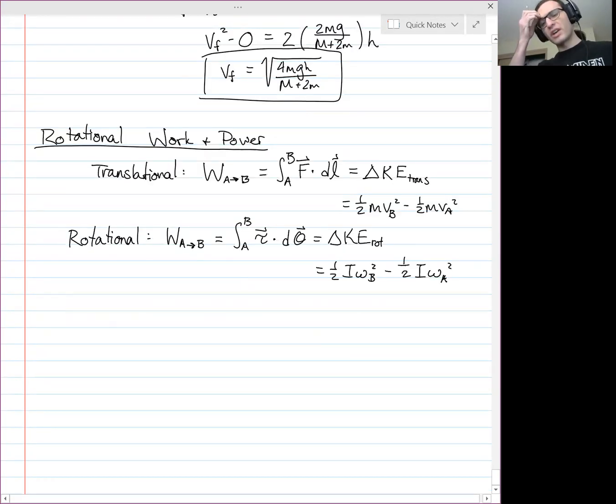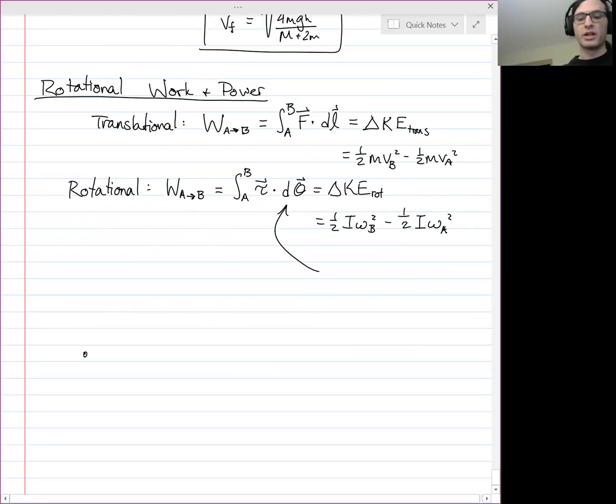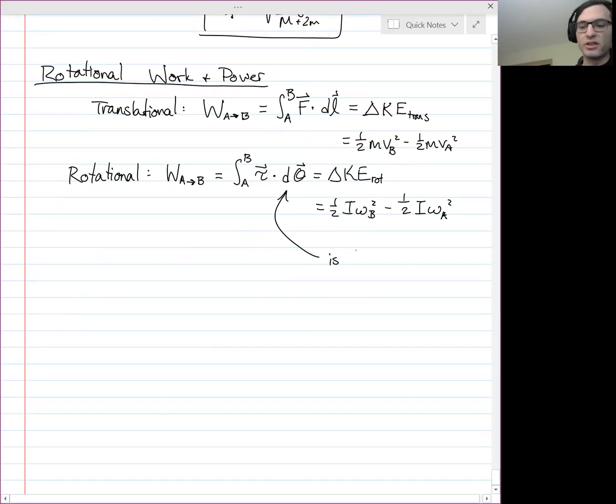I just want to be extra clear here. This is not necessarily a path in space. Unlike translational work, where an object goes through space with some force applied and ends up here, that's not what this d theta represents an infinitesimal element of. Instead, this d theta is the infinitesimal vector obtained via the right-hand rule.